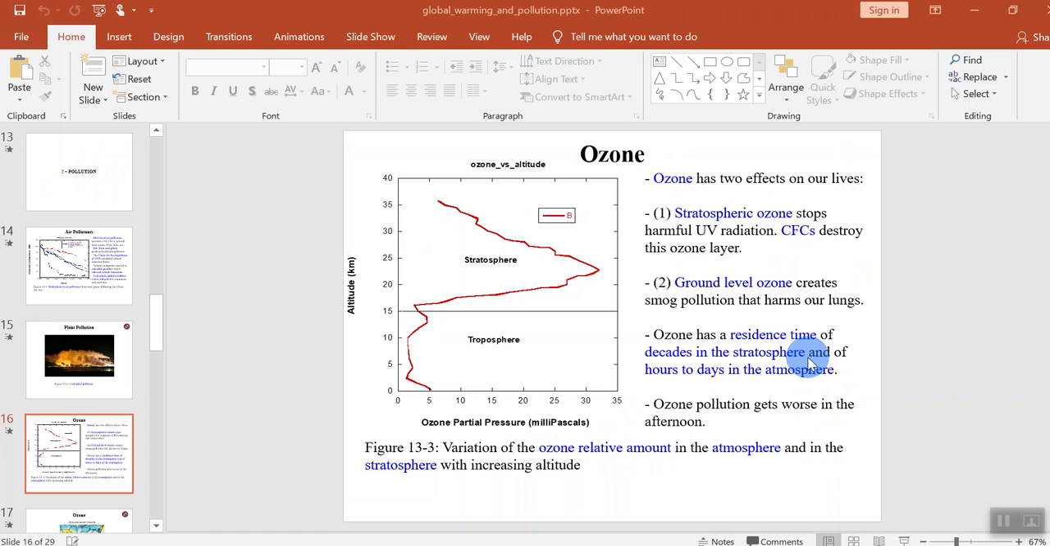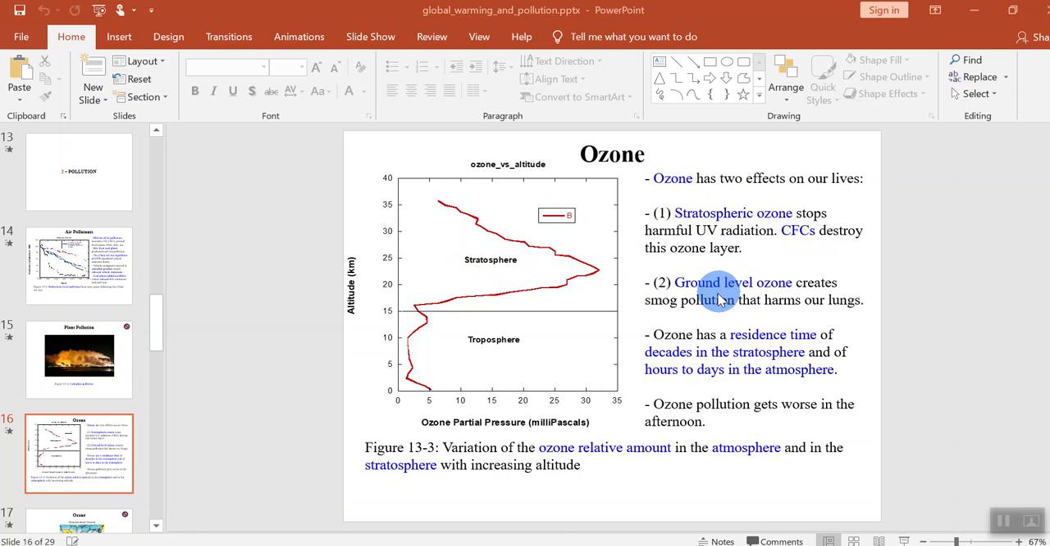Skip this. Let's talk about ozone. We said the ozone has two effects. One is the stratospheric ozone. Stratosphere is here between 15 and 35 kilometer altitude. That's this one. Stops harmful UV radiation. CFCs used in spray bottles, spray cans, and so on destroyed this ozone layer.